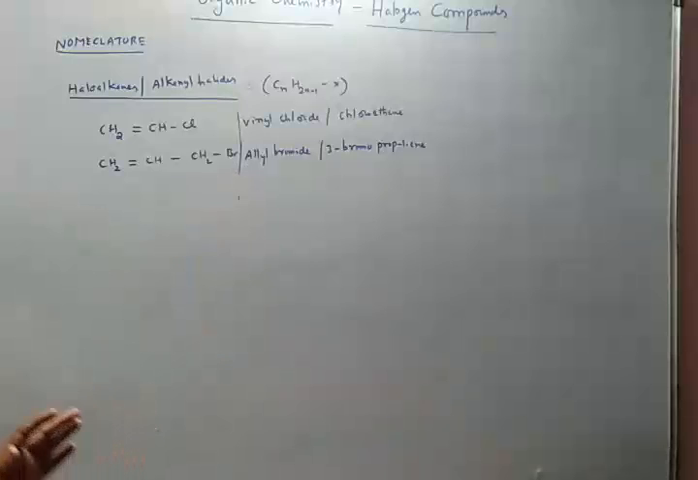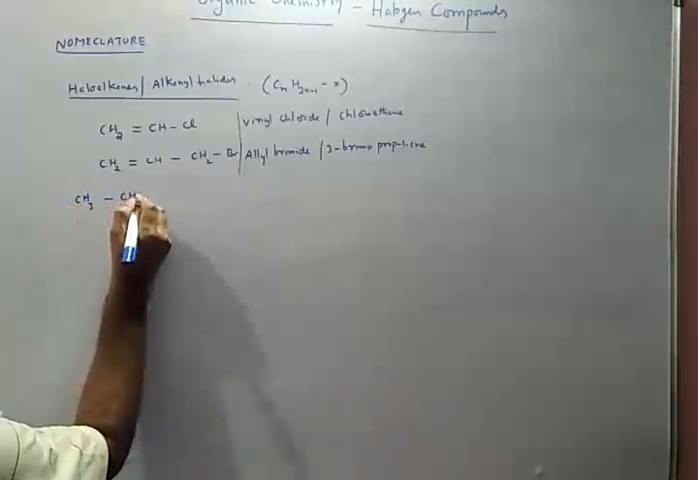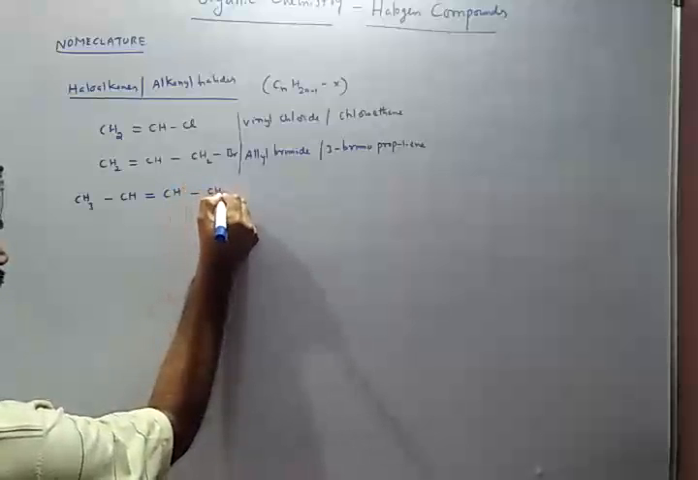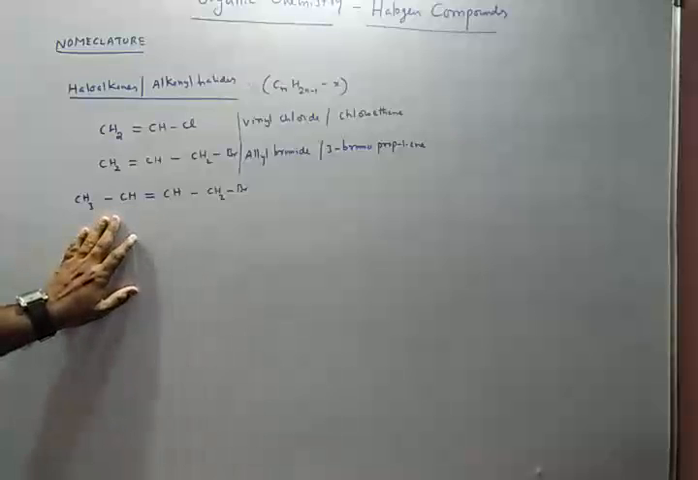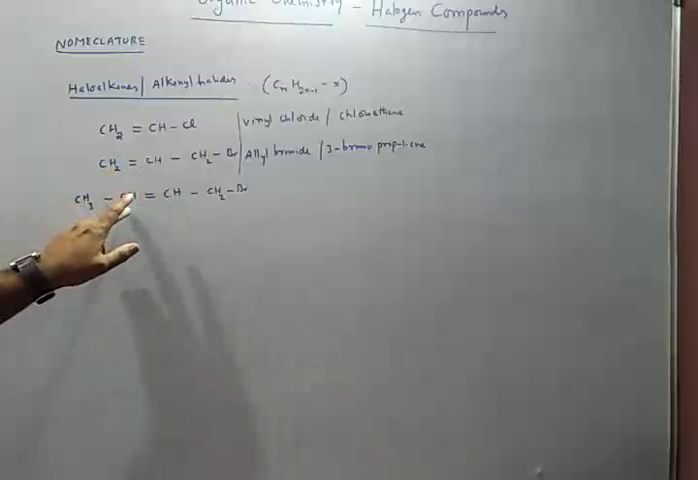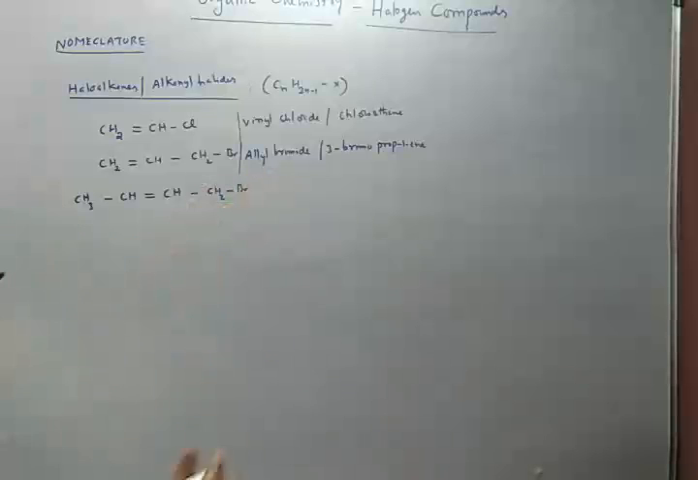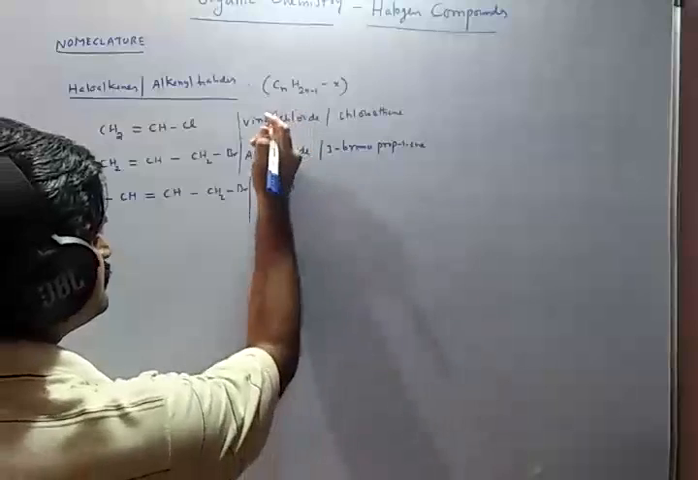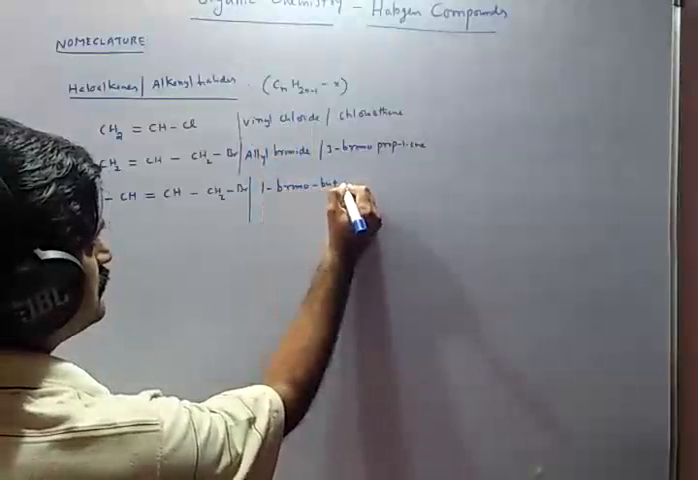Let us see another example. It is the same case with one more additional carbon: CH3, CH, double bond CH, CH2Br or CH2Cl. We can call this 1-chlorobut-2-ene, or 1-bromobut-2-ene.